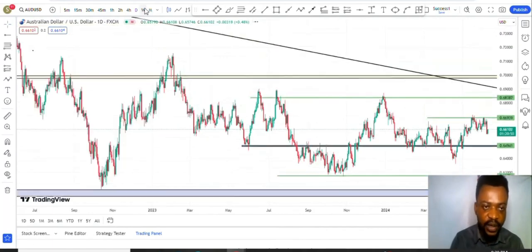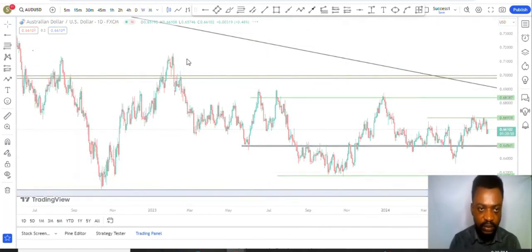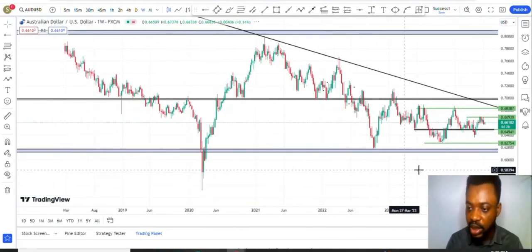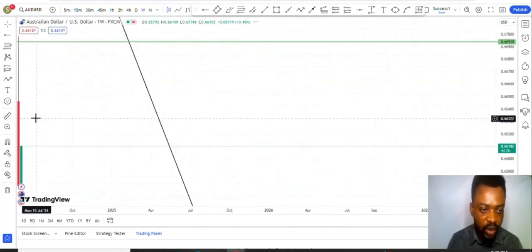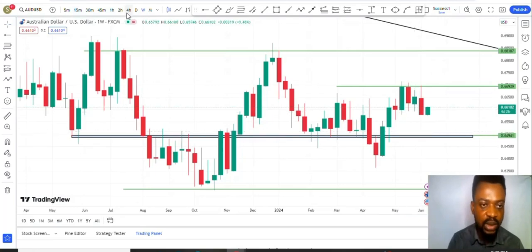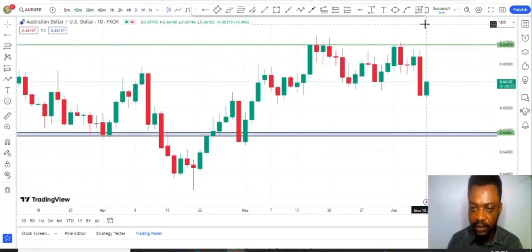From the weekly time frame on AUD USD, let's see what is going on. So it's generally a downtrend, and also a crazy range that looks downwards. So let's look at it from the daily time frame now.